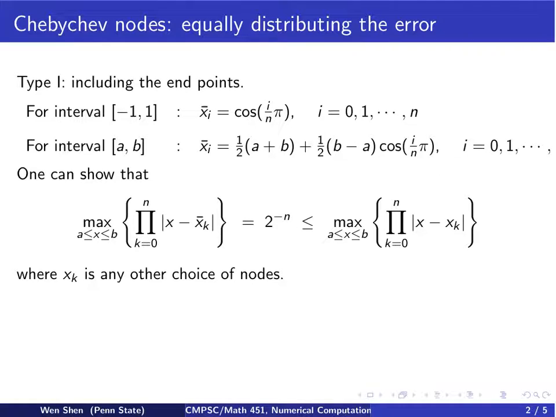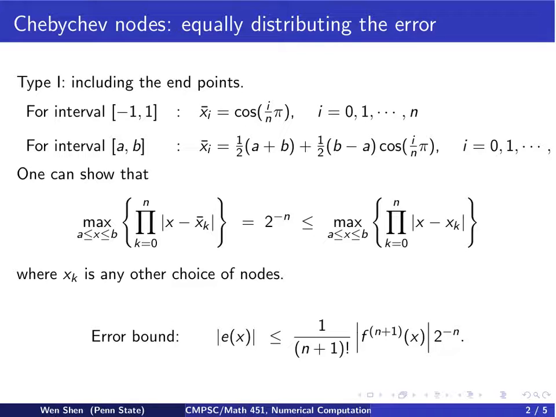And what's remarkable is actually the following. This is actually a lower bound. So this is less than or equal to the same quantity where you choose any other nodes, xk, that is not Chebyshev. So in a sense, this says the Chebyshev nodes are the optimal choice if you want to evenly distribute the error.